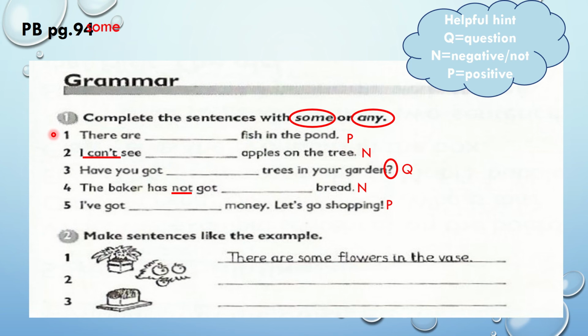So, if we look at what the answer is going to be for question number 1, we see that there are some fish in the pond. Let's have a look at question number 2. I can't see any apples on the tree. Question number 3 we have, have you got any trees in your garden?